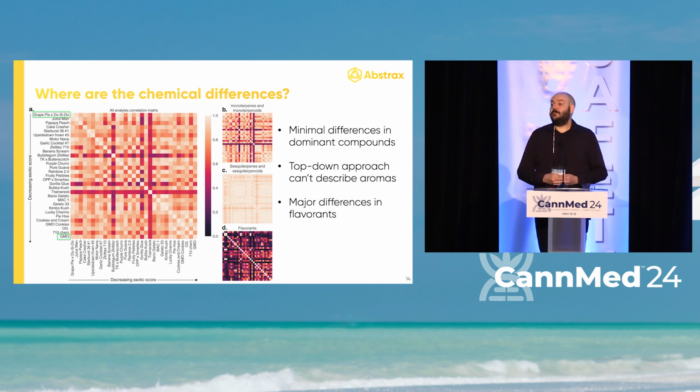Now, if you take it a bit further and go just to the flavorants, removing everything else, removing all the terpenes, monoterps, sesquiterps, you see huge differences. This is where you start seeing a lot of the variation between these cultivars, and that plot now looks a lot more like our sensory correlation matrices.